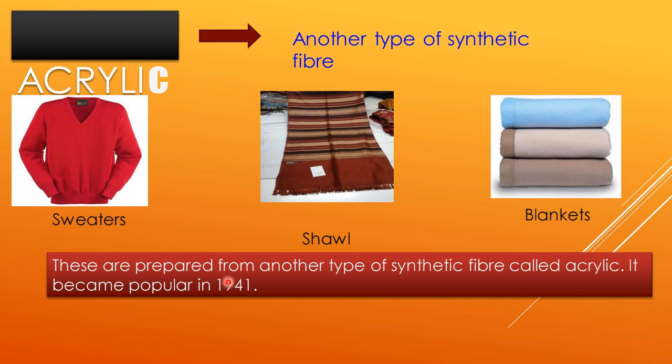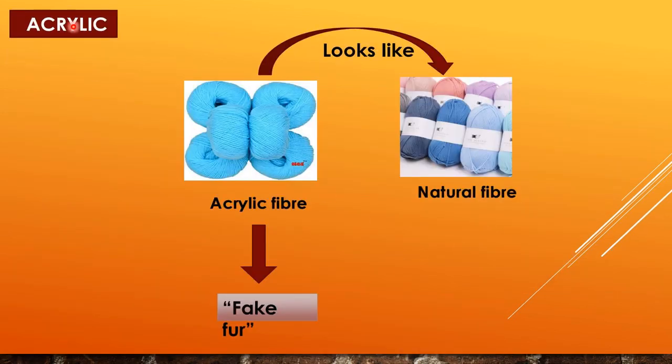And the next type of synthetic fiber is acrylic. Acrylic is another type of synthetic fiber which became popular in 1941, and it is mostly used for making sweaters, shawls and blankets. Acrylic is also known as fake fur because it looks like natural fiber, but it is actually not natural, it is synthetic.